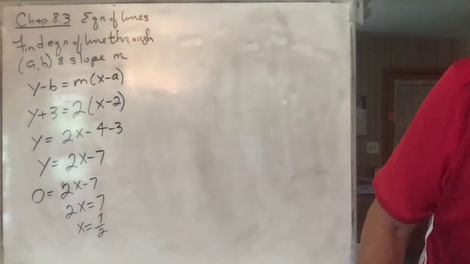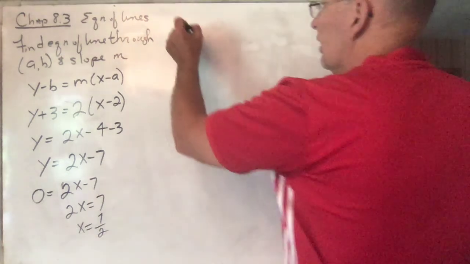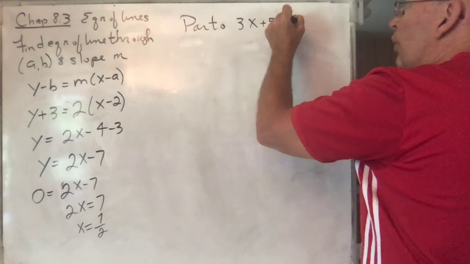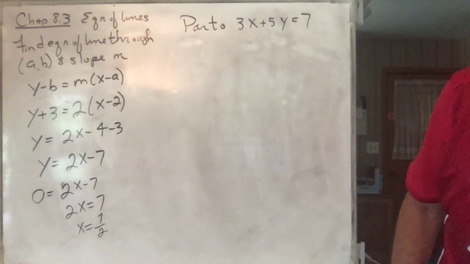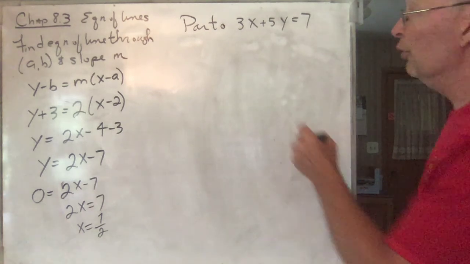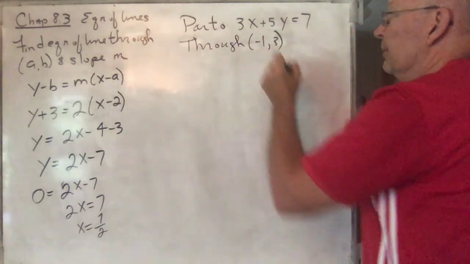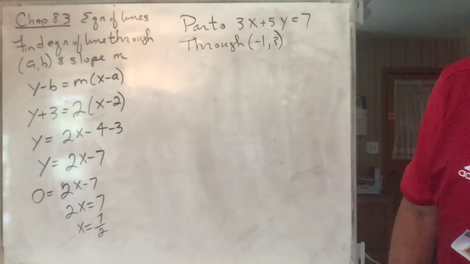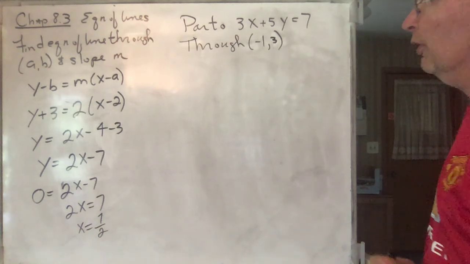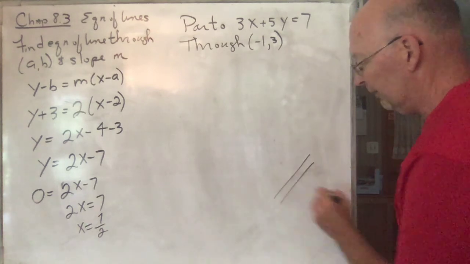Let's say that we want the line which is parallel to 3x plus 5y is equal to 7. We want it to be parallel to that, and we want it to go through the point negative 1, 3. Okay, negative 1, 3. Well, let's see. I think we've already talked about last time what it means to be parallel. To be parallel means they have the same slope.